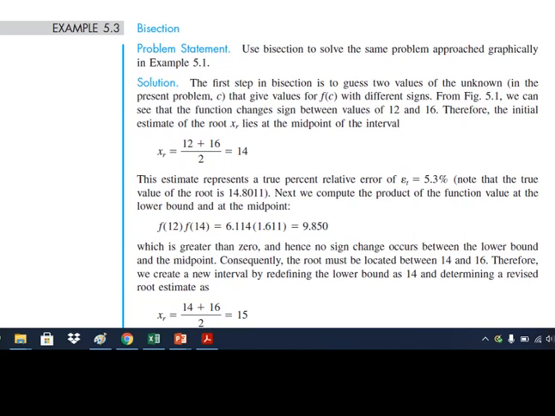And so for the problem, note that the true value of the root is 14.8011. That is the true value. Which is almost the same sa na-compute natin using the graphical method.